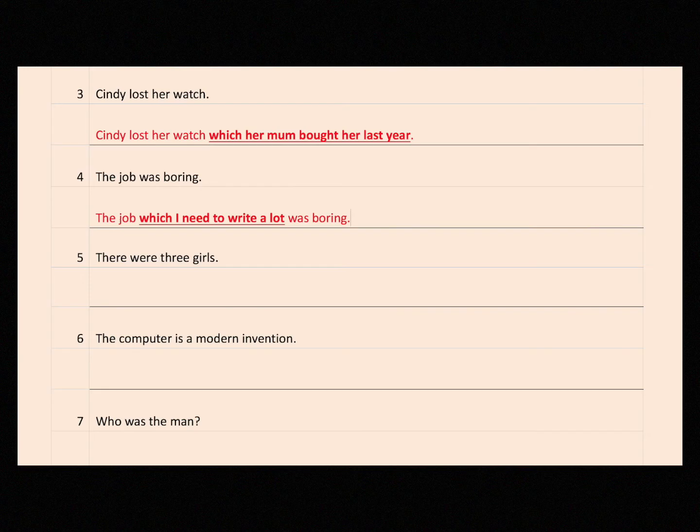Using the relative clause, we use which to talk about the job. But there is something wrong here because the sentence is actually in past tense. And as it is a past event, I have to change my relative clause also to past tense. The job which I needed to write a lot was boring. So this is the correct answer.